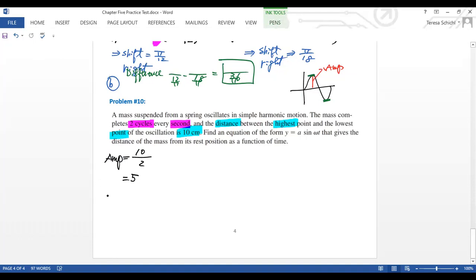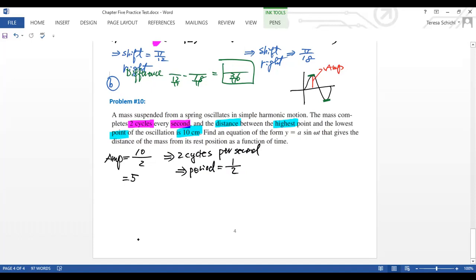Okay, so now the hardest part is this cycle thing, right? I said 2 cycles per second here. So that means every second I complete 2 cycles. What does that mean, 2 cycles per second? That means the period, right? The period is how long it takes when we complete the whole cycle. So the period is really 1/2 here.